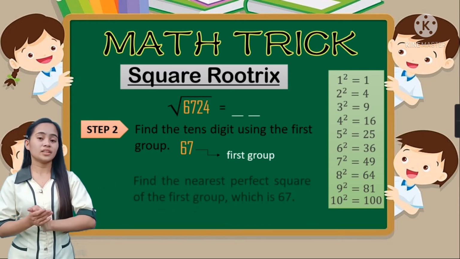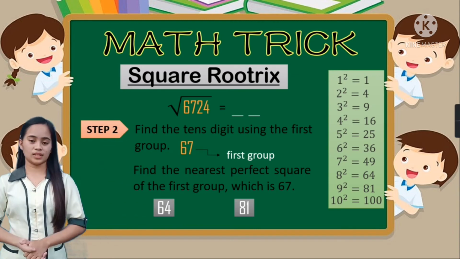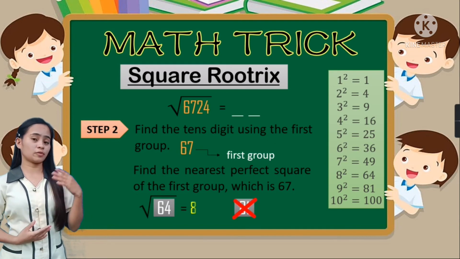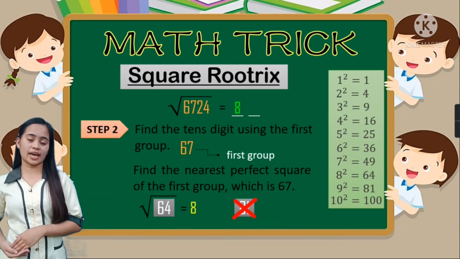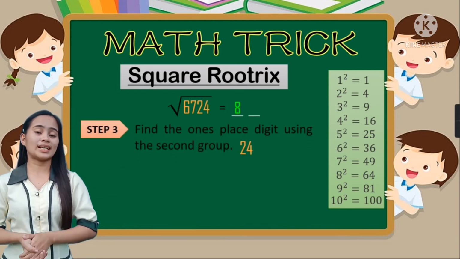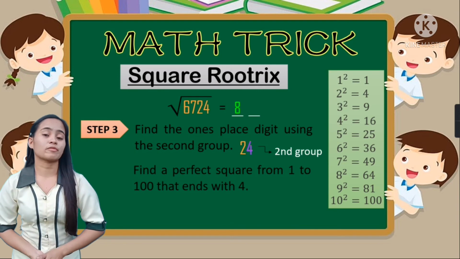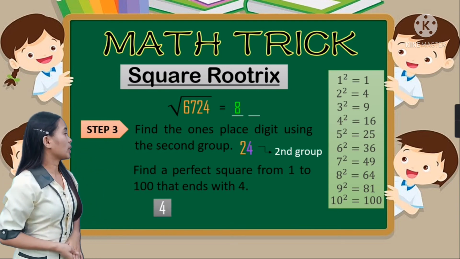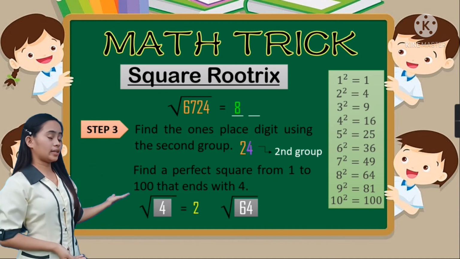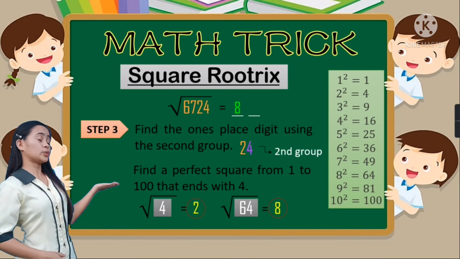So let us find the nearest perfect squares of 67. We have here 64 and 81. Since 81 exceeds 67, we will choose 64. Then the square root of 64 is 8. Our tens place digit is 8. Step 3. Consider the second group, 24. Notice the last digit of our second group. So we have 4. Then find a perfect square from 1 to 100 that ends with 4. So we have here 4 and 64 that have square roots of 2 and 8. Thus, we now have two possible values for our ones place digit, which are 2 and 8.